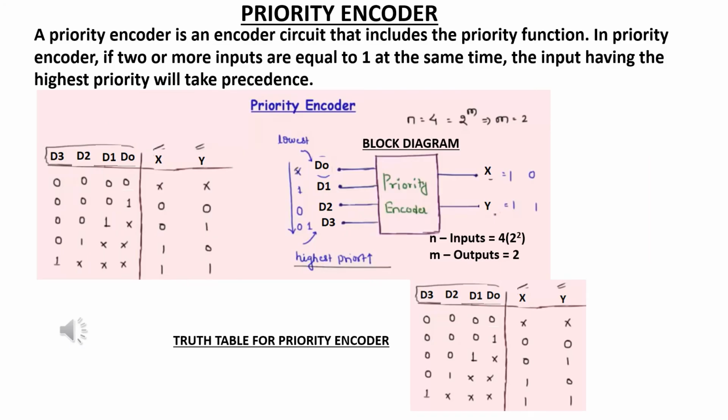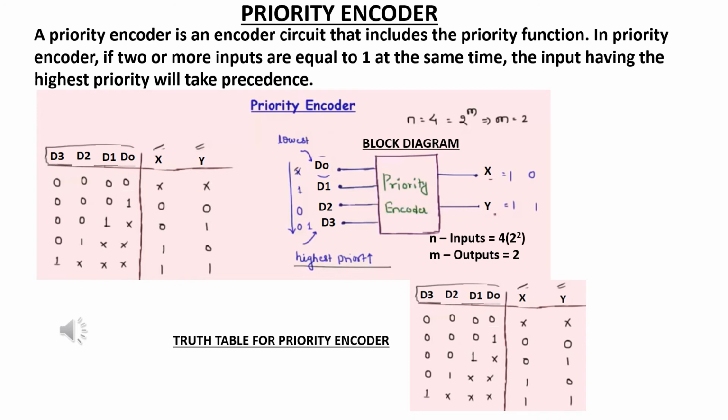Now we will discuss the priority encoder. A priority encoder is an encoder circuit that includes the priority function. In a priority encoder, if two or more inputs are equal to 1 at the same time, the input having the highest priority will be considered first.